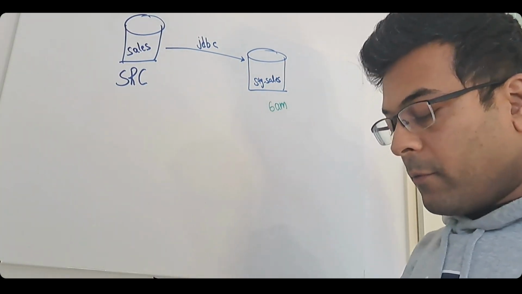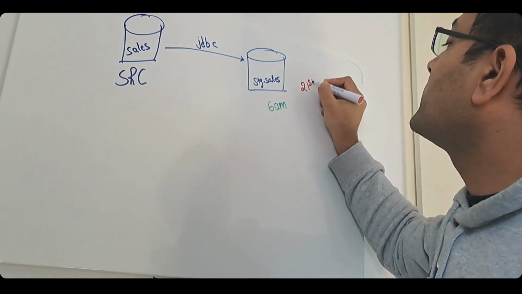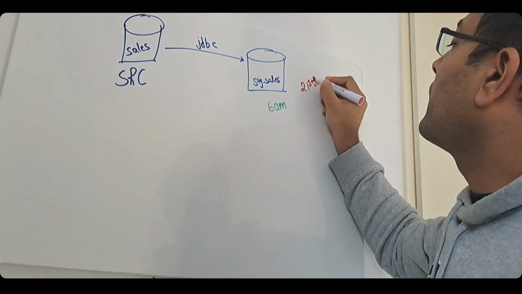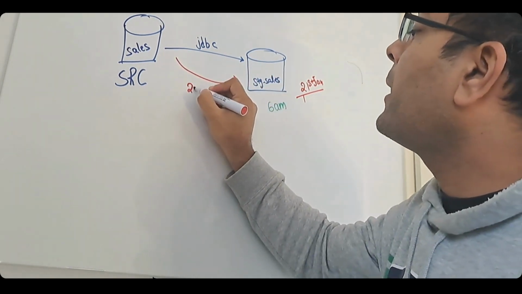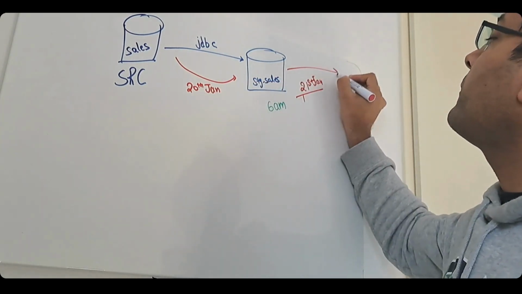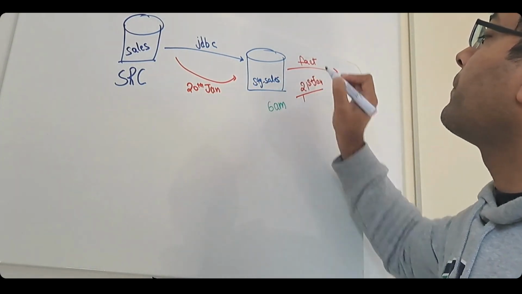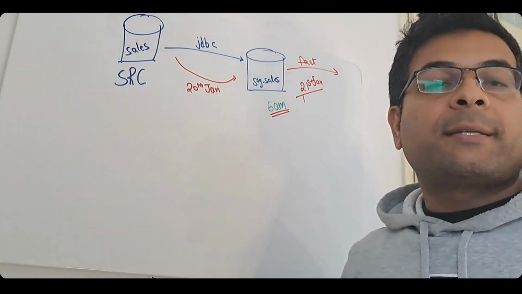So what will happen? This job, say today, if it is 21st January, a daily job will run. It will get the data from here for the entire 20th January and it will process it, and further this will be used for fact. Okay, but it runs one time only at 6 a.m.